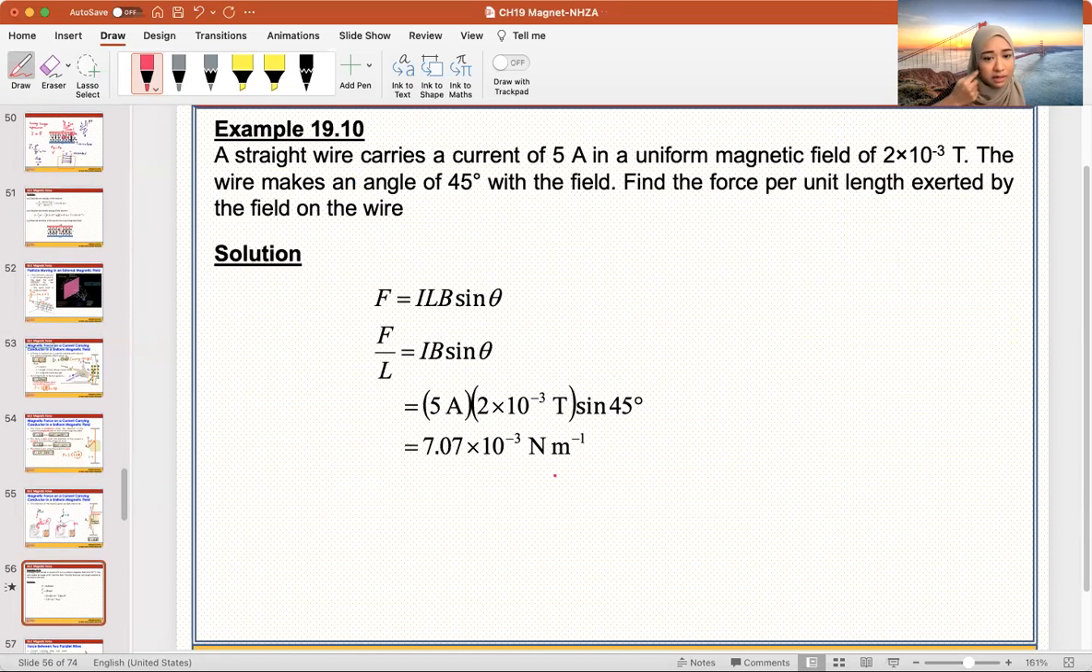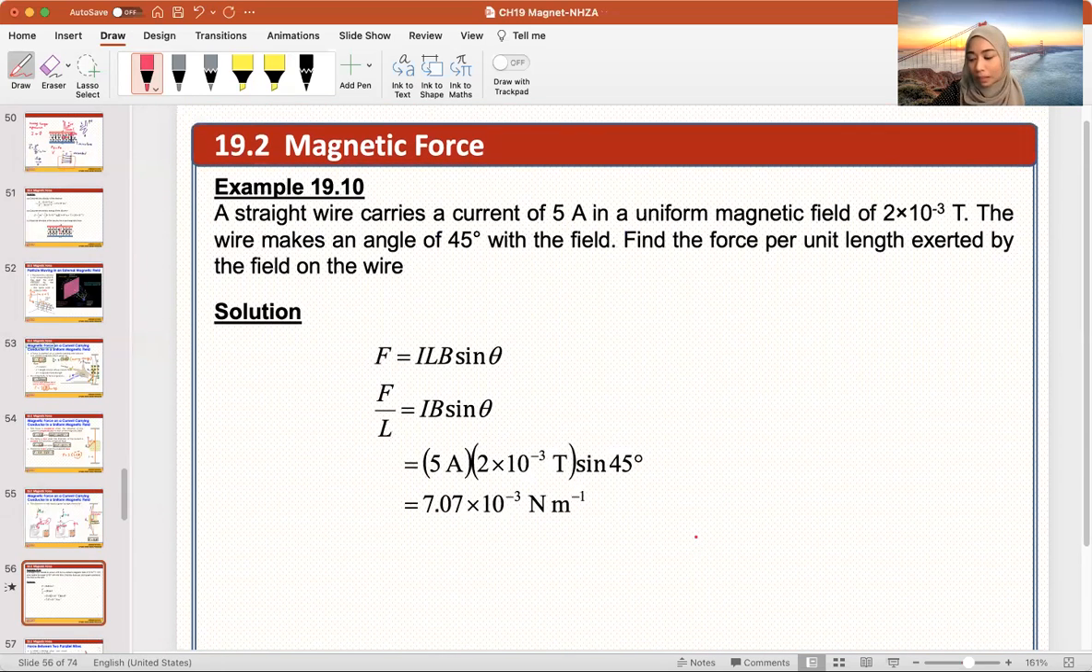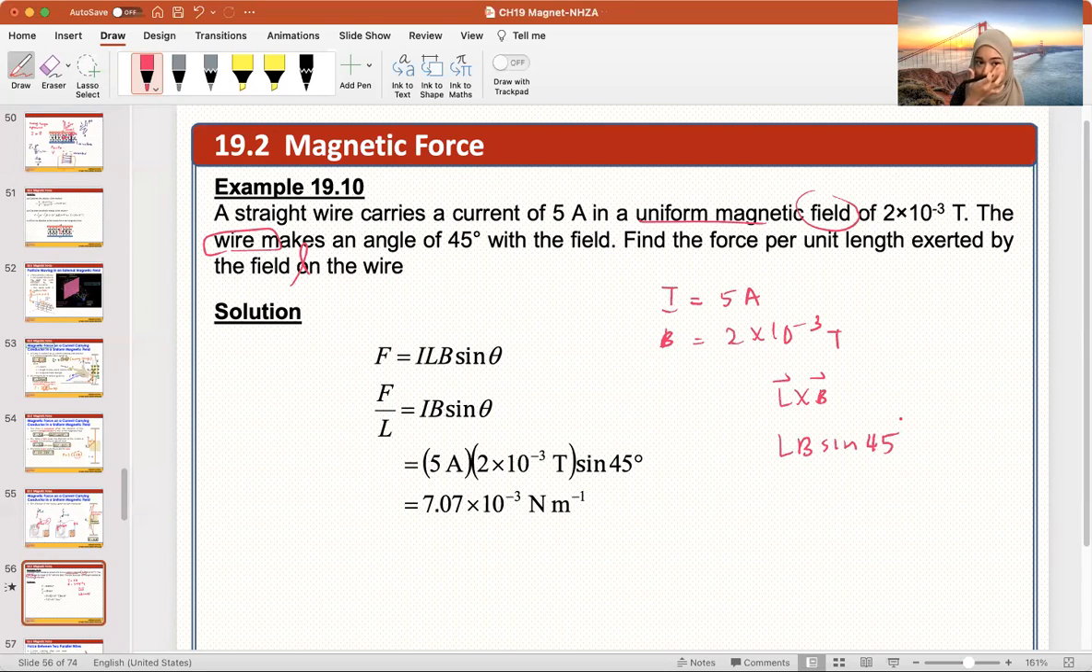Okay, so a straight wire carries a current of 5 ampere. So we have I, straight wire, 5A. Magnetic field is uniform, great. B is equal to 2 times 10 to the minus 3 Tesla. The wire makes an angle, which means that we are talking about the L, the length, makes an angle 45 degrees with the field. What field? It's the magnetic field. So they are telling you L cross product with B is LB sine 45. This is what they are saying.